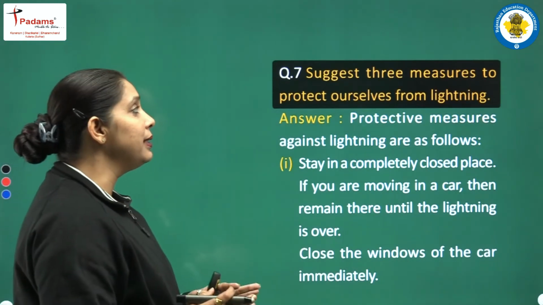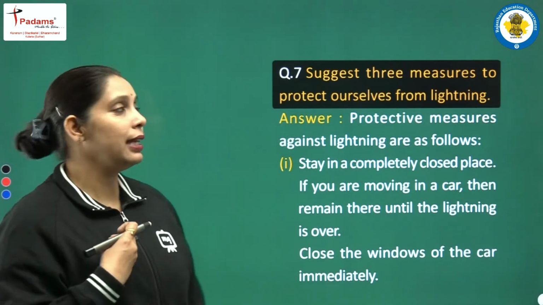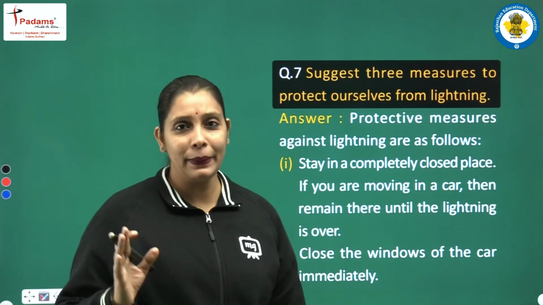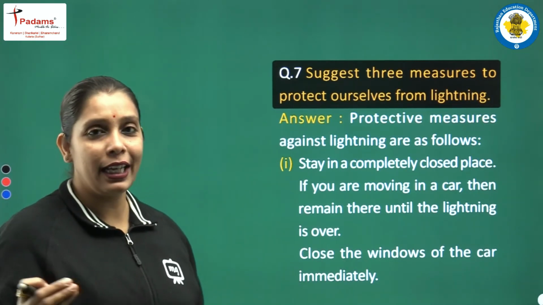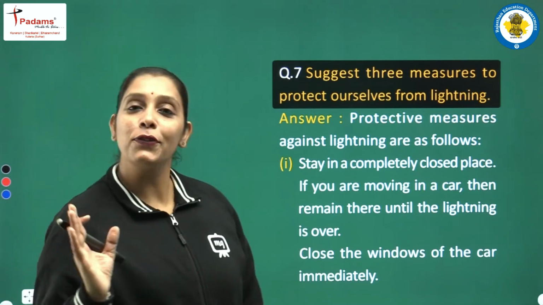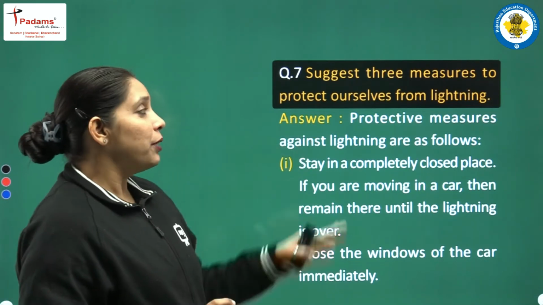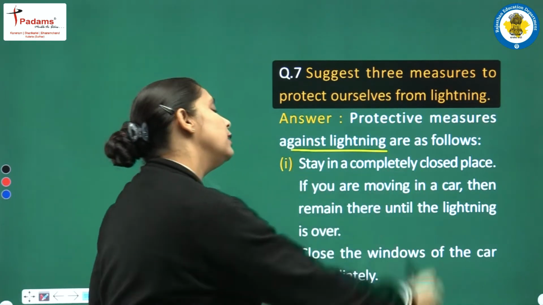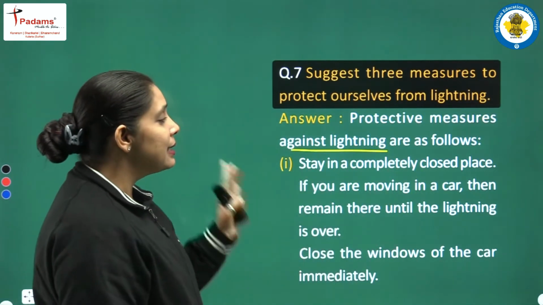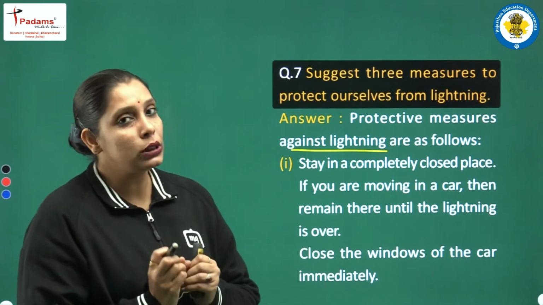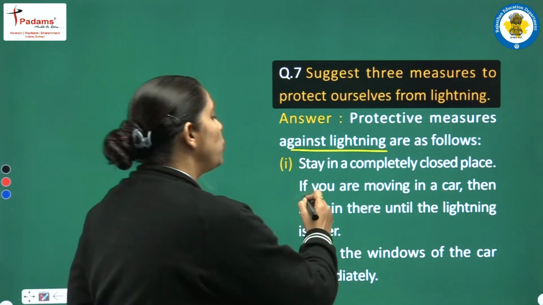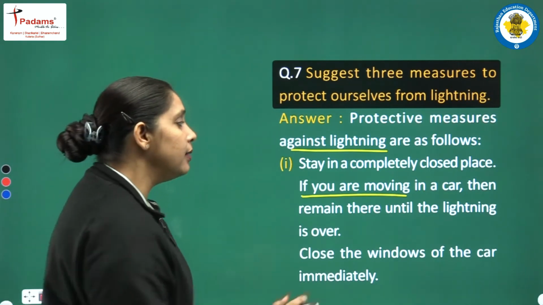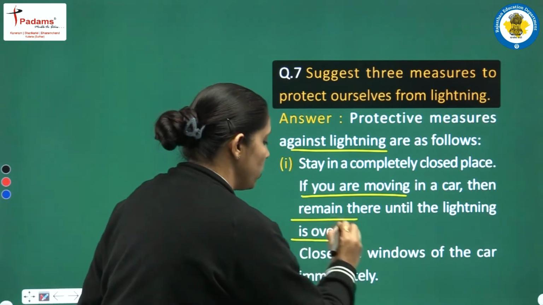Suggest 3 measures to protect ourselves from lightning. We have studied this earlier also in class 7th. Clear? So students, it's very easy. The protective measures against lightning are as follows. Number 1, stay in a completely closed place. If you are moving in a car, then remain there until the lightning is over.